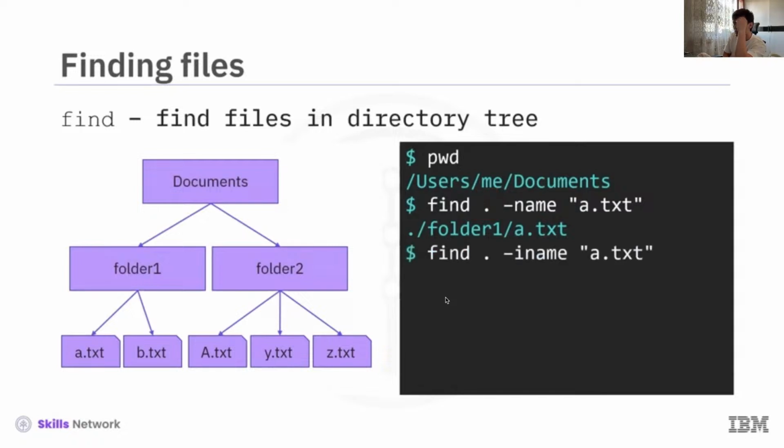To perform a case-insensitive version of your search, you can use the -iname option instead. You'll see that you find the same file, plus another file with the same name, but with an uppercase A.